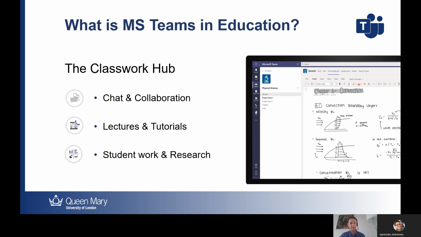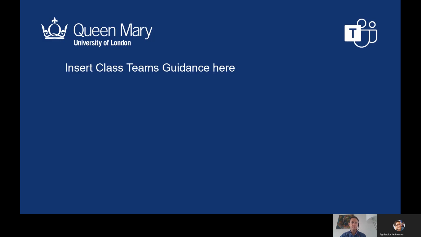OneNote Class Notebook is there. If you come to the advanced course, we will cover that then, but it is effectively a tool to do what you would have done on paper. It's a ring binder or a Filofax or whatever, however you want to see it. It does what you did on paper really, really well. Okay, so that's Teams in education.